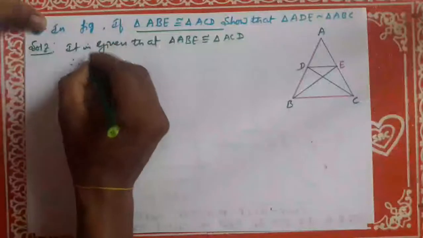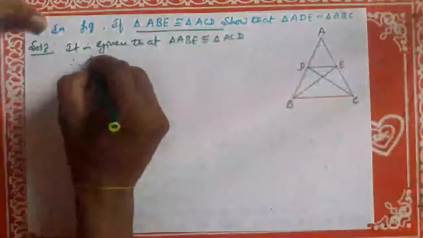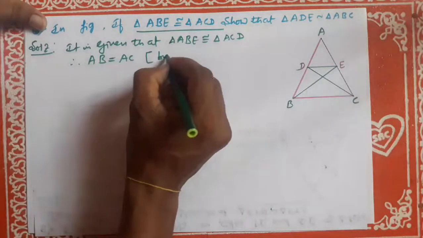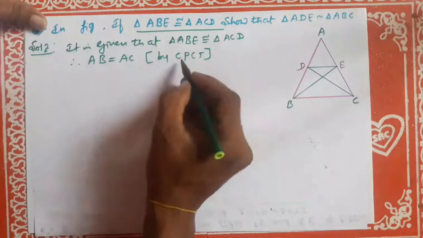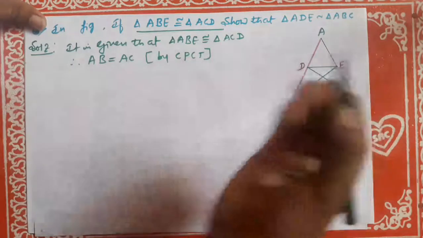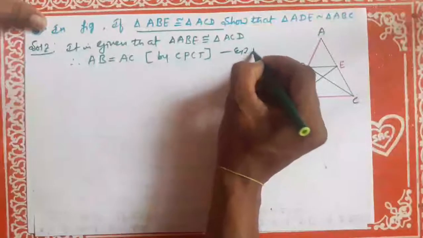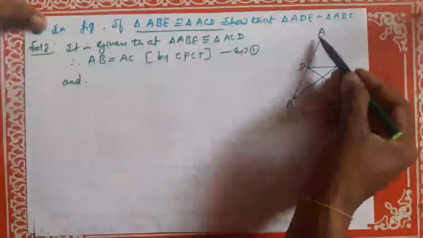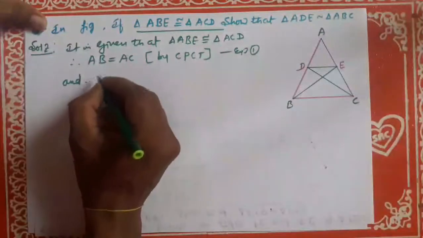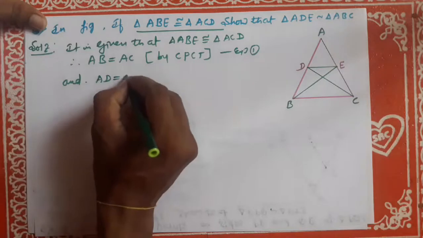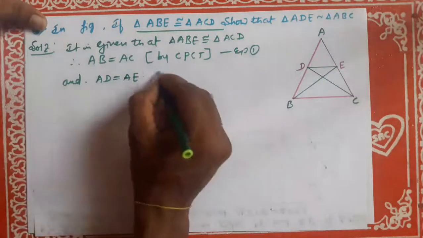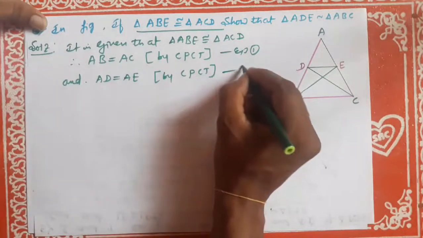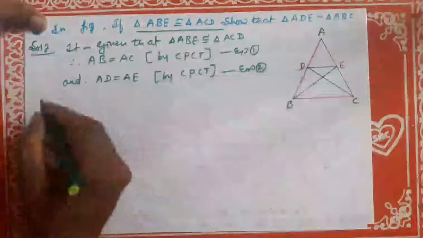Therefore, AB is equal to AC, by corresponding parts of congruent triangles. Take it as equation 1. And ED is equal to AE. This is also by corresponding parts of congruent triangles. Take it as equation 2.